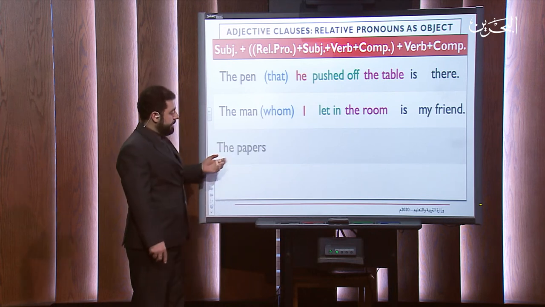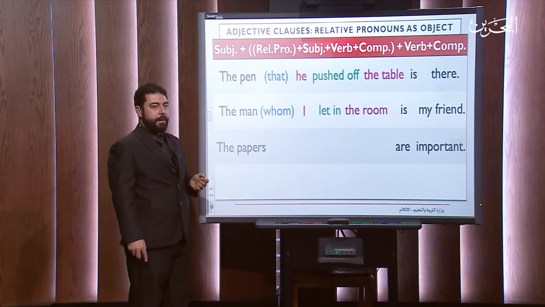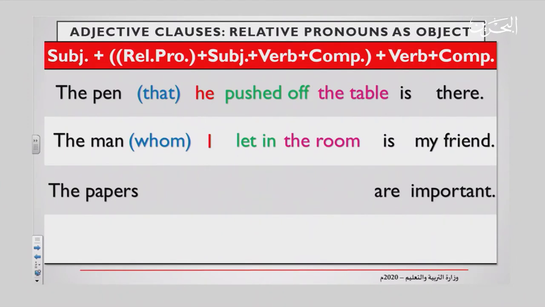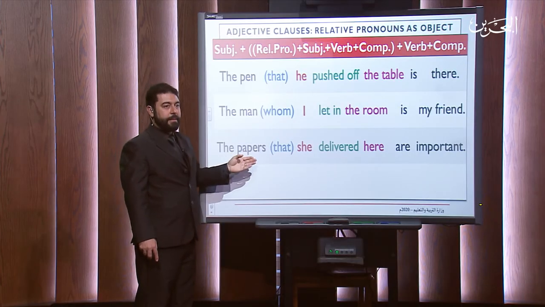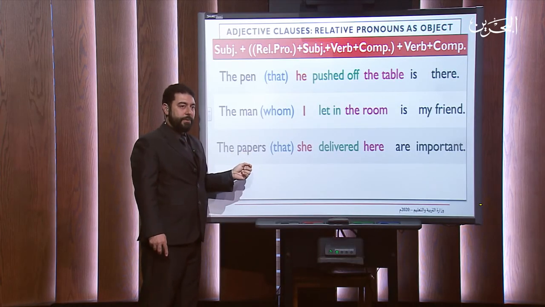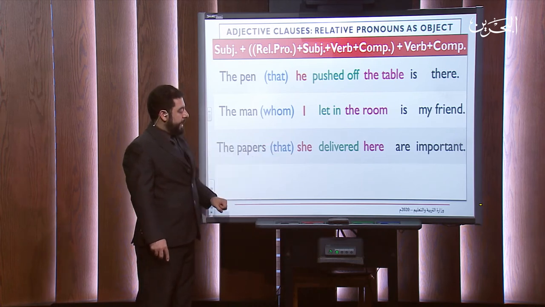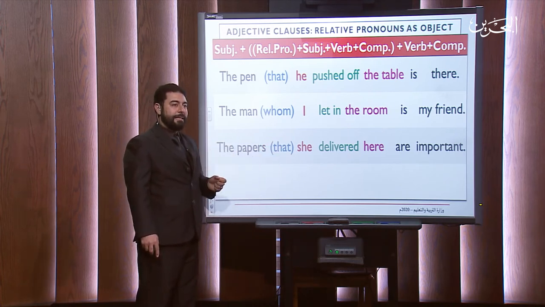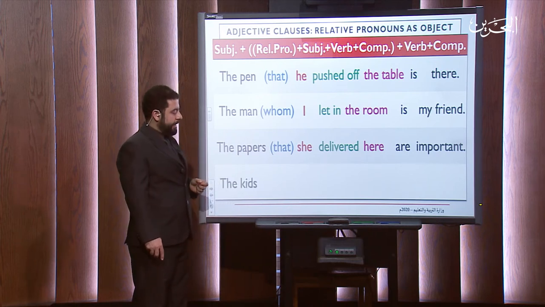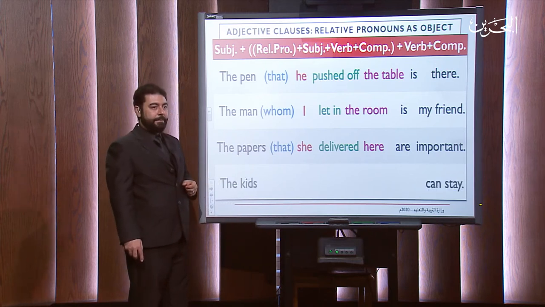A third example, the papers are important. Use an adjective clause, this time relative pronouns as objects. That she delivered here. The papers that she delivered here are important. If we take out that, the papers she delivered here are important. Both sentences are correct.